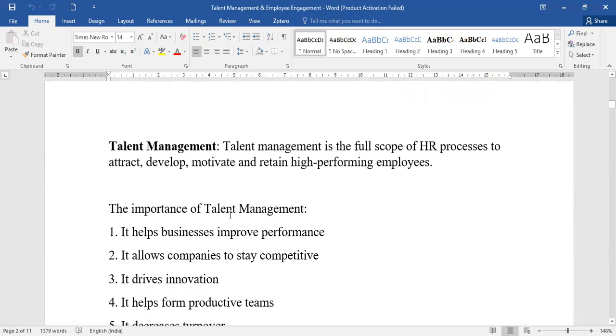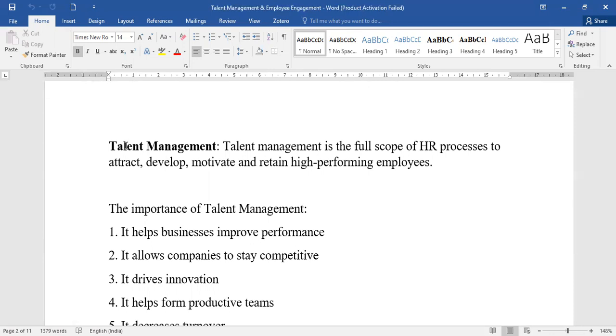So now let's start the session for the day with the help of the topic talent management and skill development. When we talk about talent management, it is the full scope of HR processes to attract. Now talent is nothing but the employees, you can say, the recruitment which happens in an organization. So it is to attract, to develop, to motivate and retain the high performing employees, so that they are the assets. And definitely if we take care of them, the organization will progress and develop.